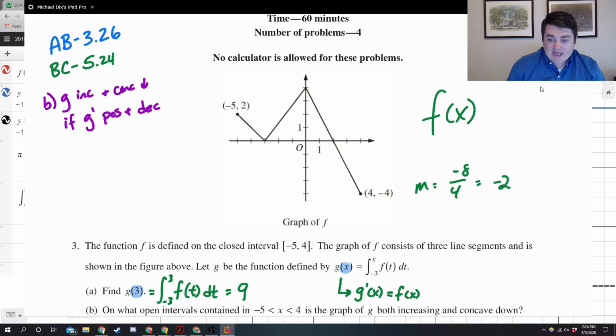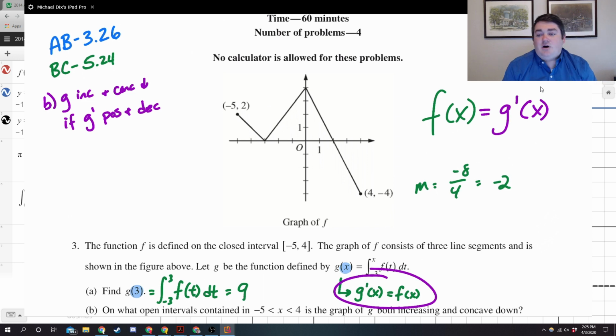And we happen to know from earlier in the problem that g prime of x equals f of x. And so when I look at the graph of f of x, I'm also looking at g prime. So the question is, where is this graph positive and decreasing? It's going to be right there and right there. So my answer, I have to make sure I phrase this correctly.